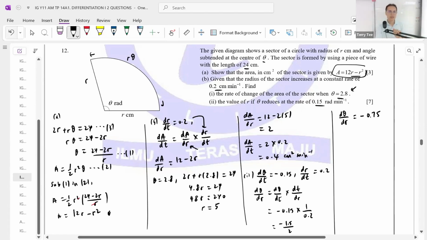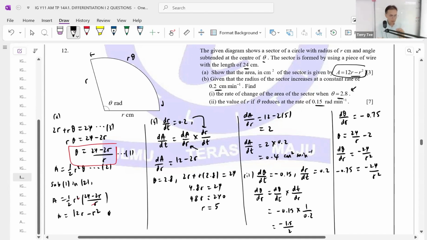Now you take this one. Okay, now I start to regret. Maybe I shouldn't write this. It's very long, very hard to differentiate, right? Maybe I should take my theta here and write this as 24 over r minus 2. Easier to differentiate. d theta/dr is negative 24 over r squared. Take this 0.75, sub inside here, negative 24 over r squared.